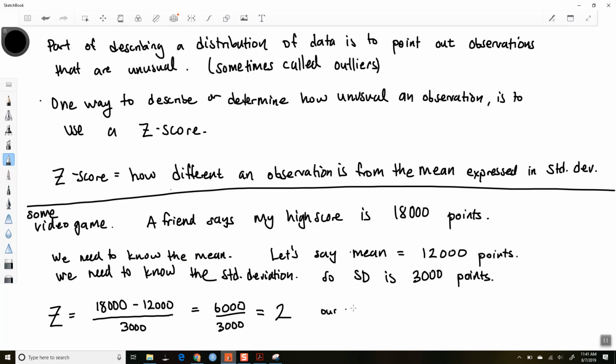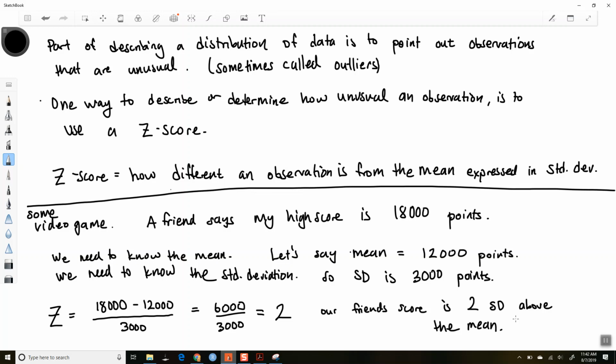Our friend's score is 2 standard deviations above the mean, okay? And if this is the case, then you can stop judging him or her and say, good job, okay? Because getting 2 standard deviations above the mean puts someone around the 97th percentile, meaning only a small percentage, 2.5% or so, score above that, okay?